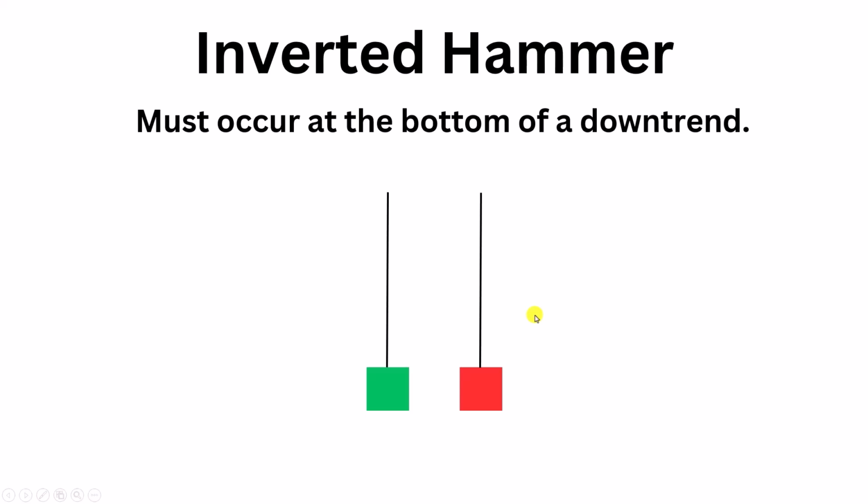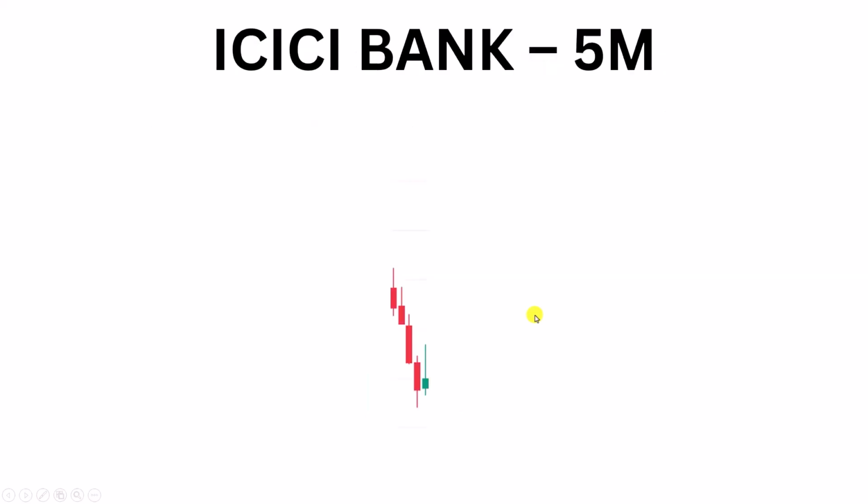That is the only difference here. So let us look at a chart now. This is the chart of ICICI Bank and the time frame is 5 minutes. Price is coming down and you look at an inverted hammer. Now when you look at an inverted hammer, you have to place the stop loss. Where will you place the stop loss according to our rules? You will be placing it here, correct? Below the inverted hammer.